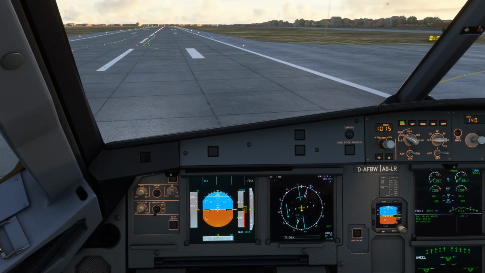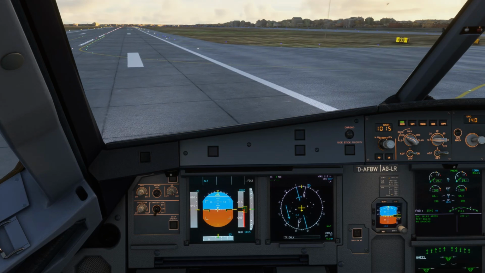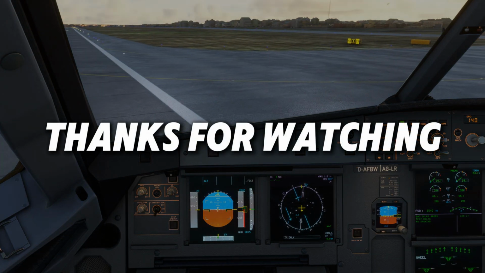Turning right. Flaps up, spoiler disarmed.